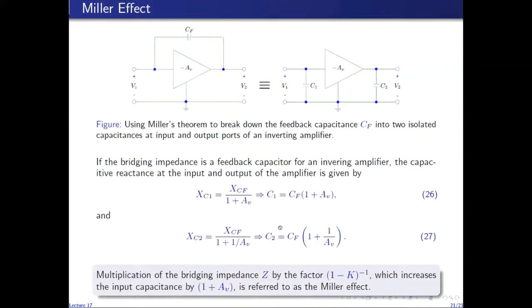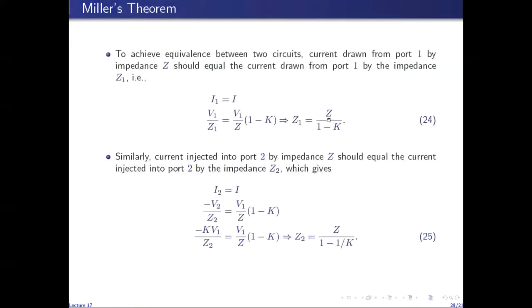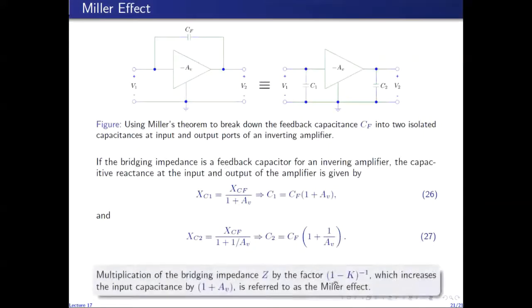So in general, the multiplication of this bridging capacitance with the factor 1 over 1 minus K, which in turn increases the input capacitance or the capacitance at the input port by a factor of 1 plus AV, this effect is referred to as the Miller effect. So we will find Miller's theorem handy in the high frequency analysis of the BJT and MOSFET amplifiers.